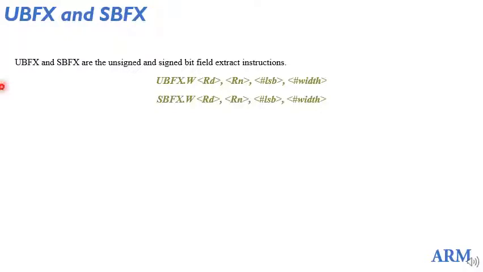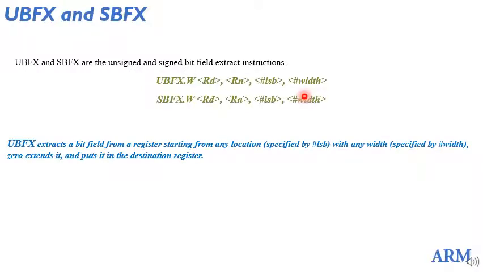The last set of bit field processing instructions is UBFX and SBFX. This is for bit field extraction and sign extension. So the syntax is UBFX.W Rd, Rn, #lsb, #width, and SBFX same thing. So this #lsb and #width take the same function as we have seen in bit field clear and bit field insert. Okay, we look at the instructions one by one.